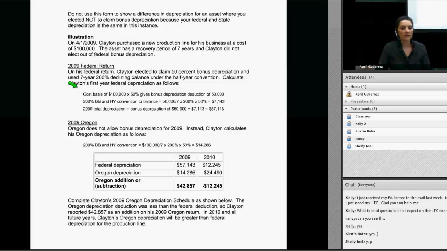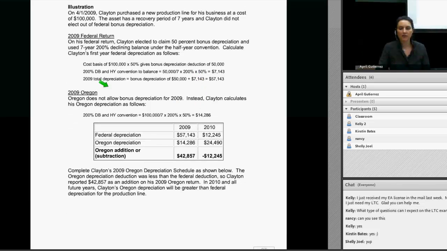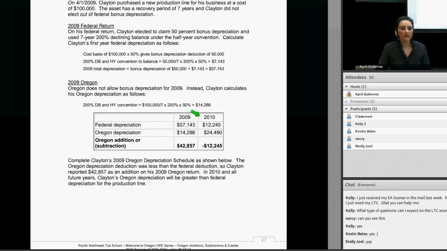Cost basis of $100,000 multiplied by 50% gives us bonus depreciation of $50,000. 200% declining balance and a half-year convention to the balance gives us another $7,143 of depreciation for the federal return. So at the federal level, the total depreciation claimed in 2009 is $57,143. Oregon, things are different. We're now going to take 200% declining balance and a half-year convention over 7 years. Oregon's first-year depreciation is $14,286.